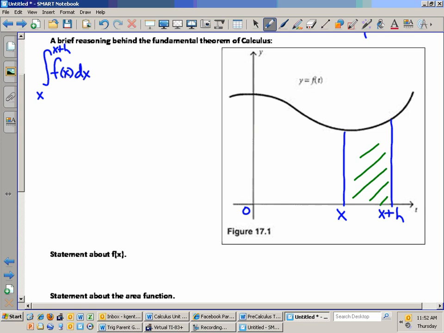So I'm going to write that on the board. Notice if I take, again, the area of the big portion minus the area of the smaller portion, I get this leftover region right there. And so I'm going to write an expression for that. Namely that the integral from 0 to x plus h of f of x dx minus the integral from 0 to x of f of x dx.